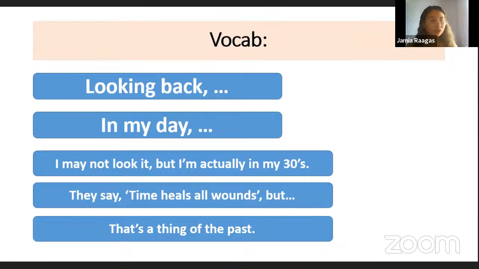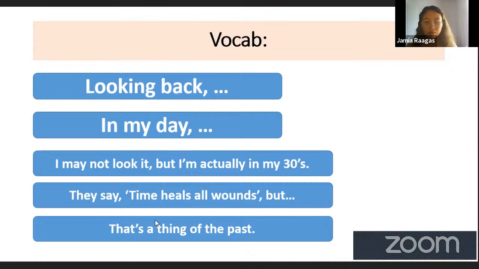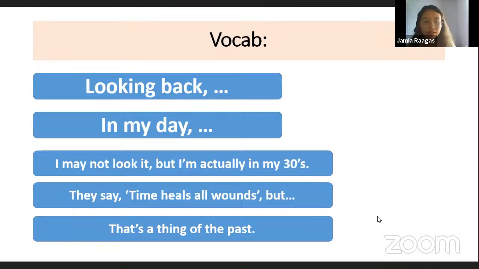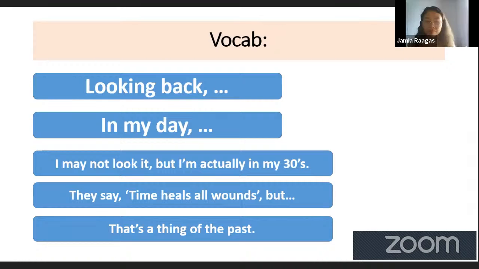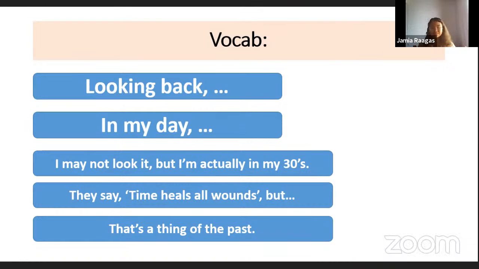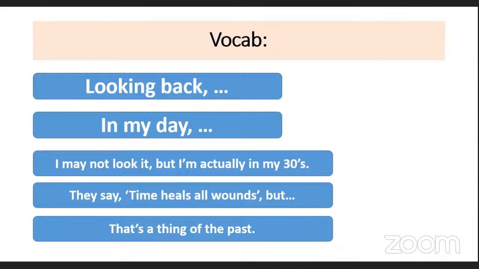Okay, so I want you to use this last phrase, that's a thing of the past, in a sentence. Can you use that? Or give me an example of your behavior that in the past always happened, but now never happens.